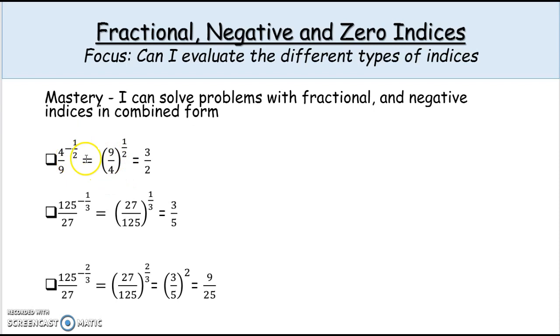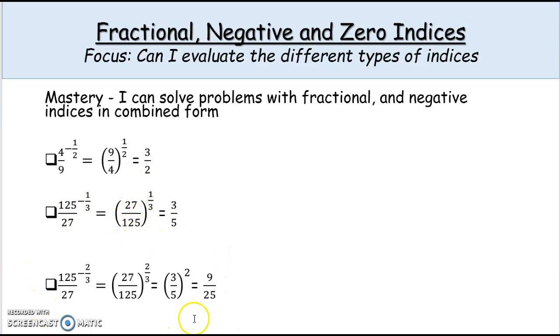Afterwards, you go to 1 over 2. And remember what I said about the 1 over 2? It really means to square root it. So square root of 9 gives you 3. Square root of 4 gives you 2. In the second case, same thing. Approach the negative as your reciprocal. So flip it, then you do the bottom bit, the cube root. So 27 cube root will give you 3, and 125 cube root will give you 5.